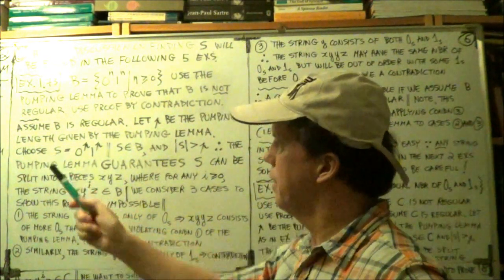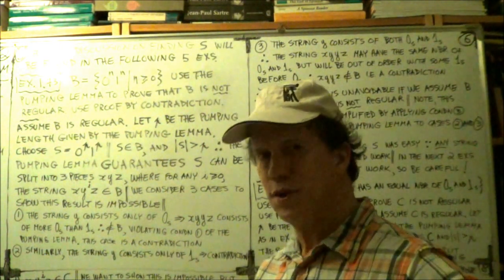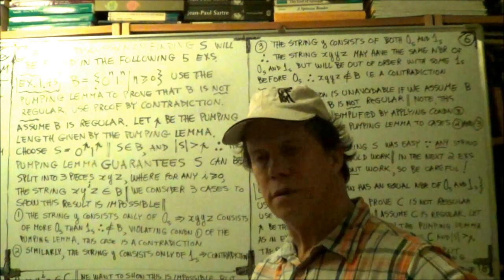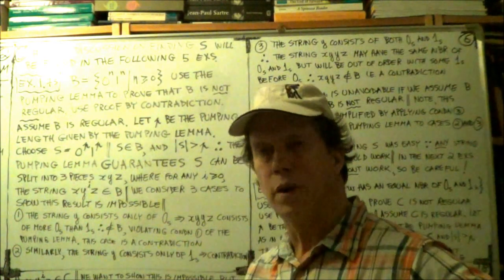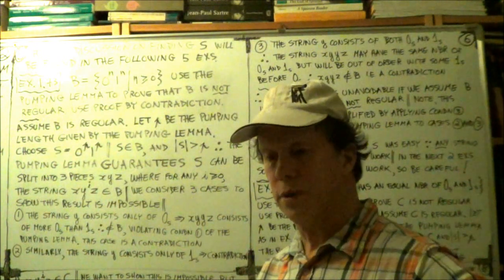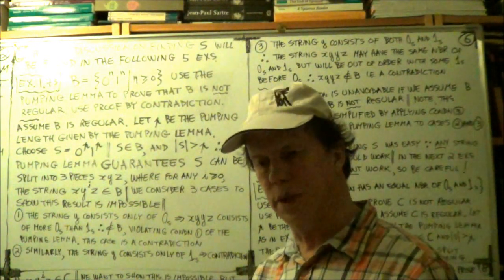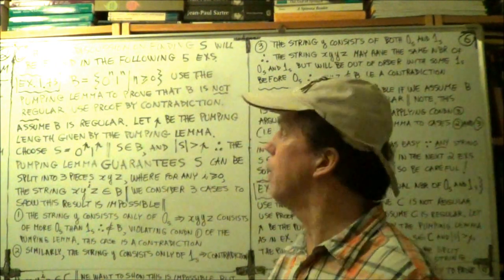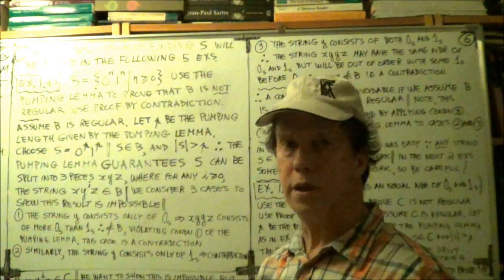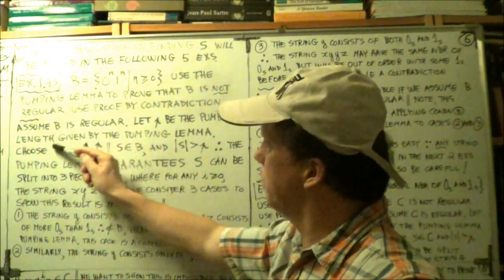found a string S, of this form, that disobeys one or more of the three conditions of the pumping lemma, and therefore the pumping lemma has been contradicted. Therefore, this language B cannot be regular. All right. Okay, let's see what we can do with this now.